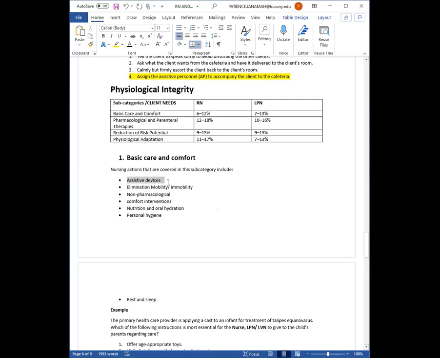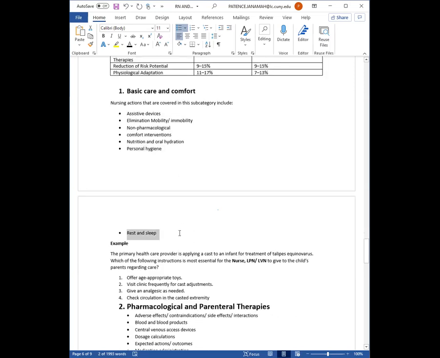We have assistive devices. We have elimination and mobility, non-pharmacological care, comfort interventions. This is end of life care. Nutrition and oral hydration, personal hygiene, rest and sleep. So you need to know topics under this. I'm going to make videos to cover them and I'll send it to you.